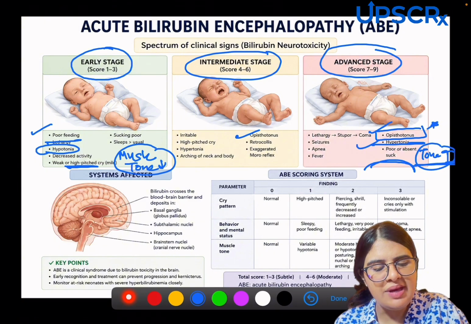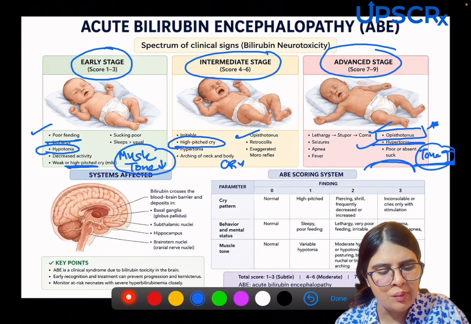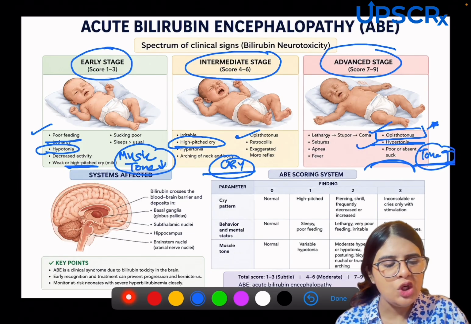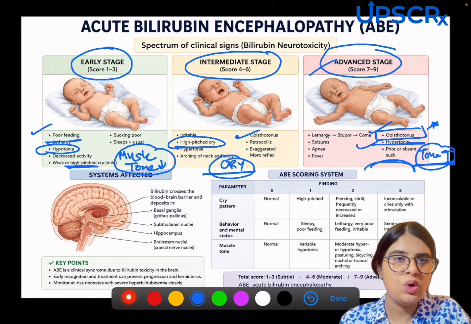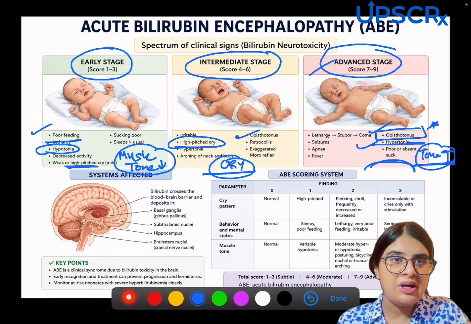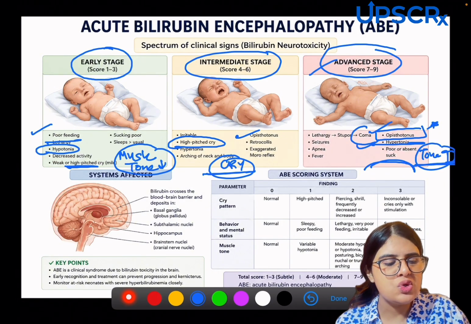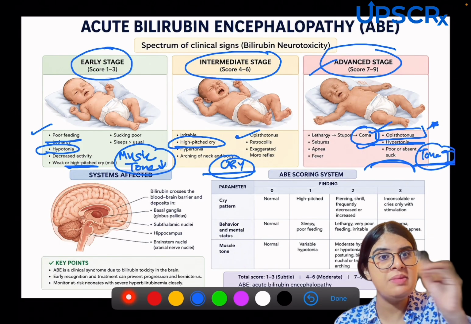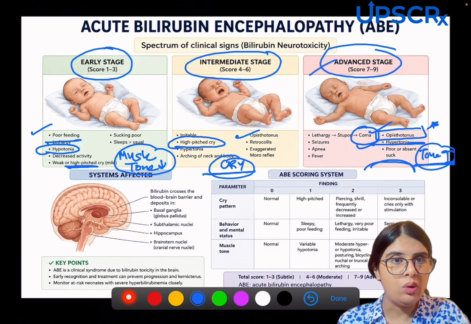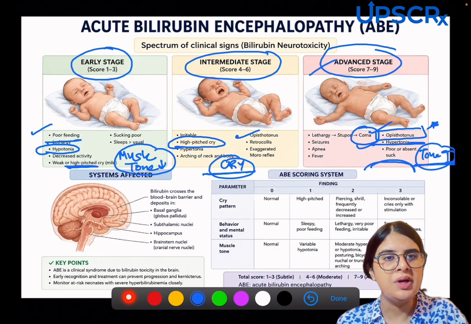In the intermediate stage, there will be a high pitched cry. So you have to see the tone, you have to see the cry. Here, again, inconsolable cries. Then in the advanced stage also there's inconsolable cry. The second thing is there can be coma also. If the baby is in coma or extremely lethargic, but the baby is having very high tone, think of acute bilirubin encephalopathy.